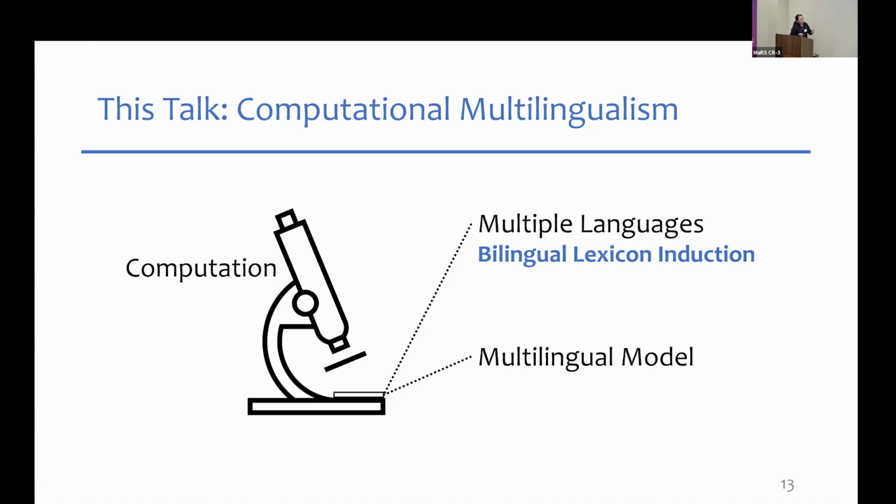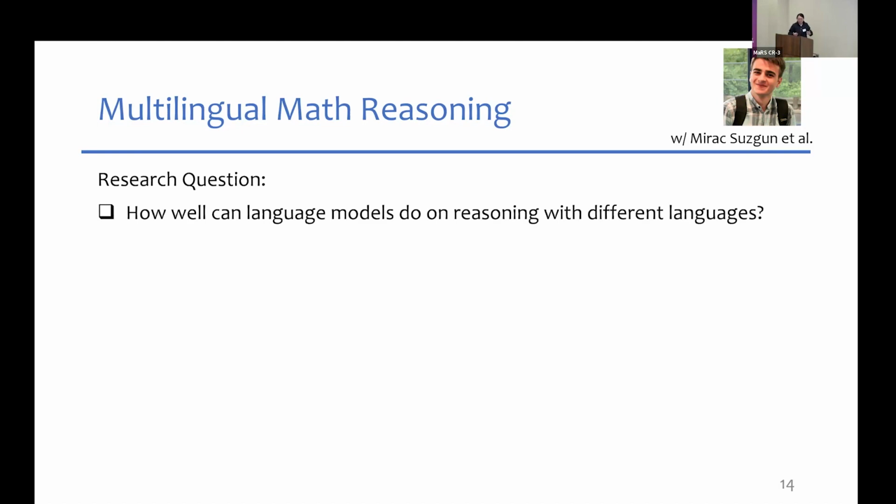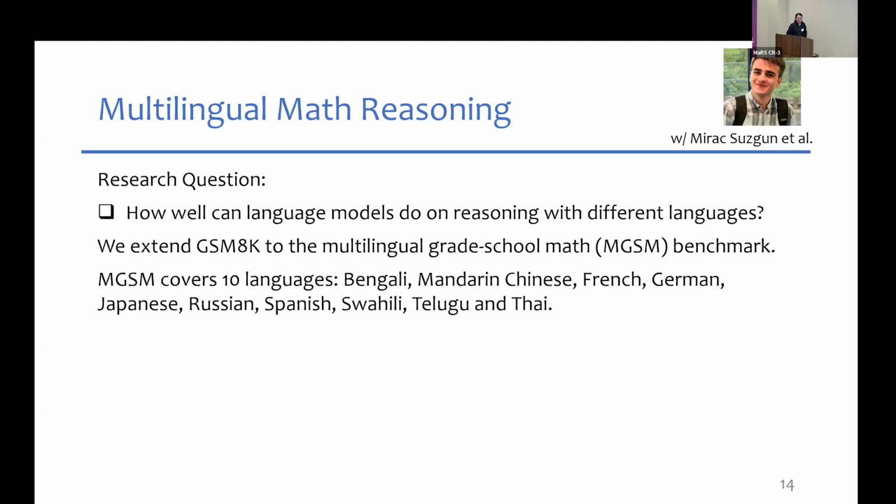And the second part, where we switch the object to be observed to multilingual models. So we still use computation, and we focus on the task of mathematical reasoning in the multilingual setting. This is a joint work with Miraç Suzgun from Stanford during our internship at Google, and with, of course, a lot of other amazing Google folks. And the research question we asked is, how well can language models perform on reasoning with different languages, specifically focusing on math reasoning? In terms of dataset contribution, we extend the Grade School Math 8K dataset to a multilingual setting. We call it the Multilingual Grade School Math, or MGSM, benchmark.